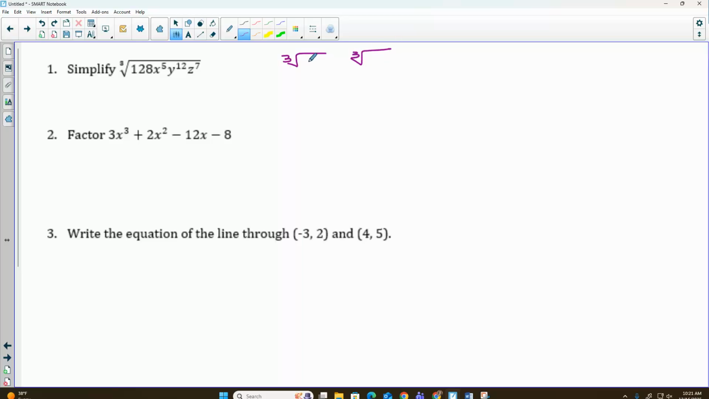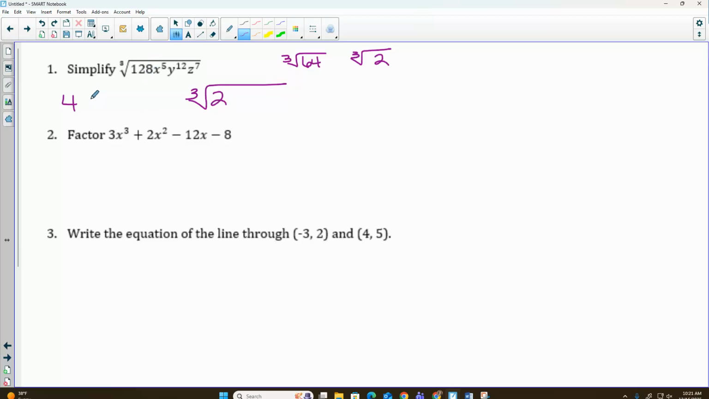16 and 8, except I think 16 can still be broken down again. 1, 2. 64, 2. Yes. So the only thing, 8 and 16 is fine, but then you just have to break down 16 again because it's still divisible by 8. 64 is the biggest perfect cube. The cube root of 64 is 4. We can't do the cube root of 2, so it stays underneath.